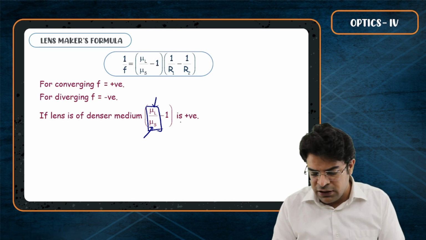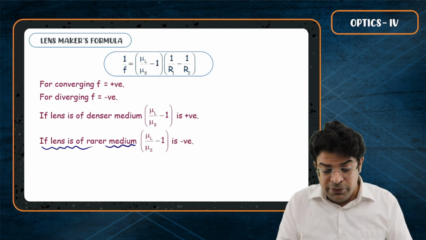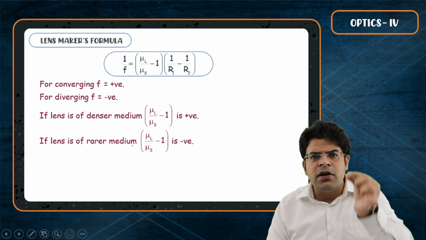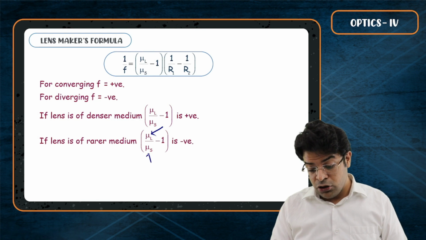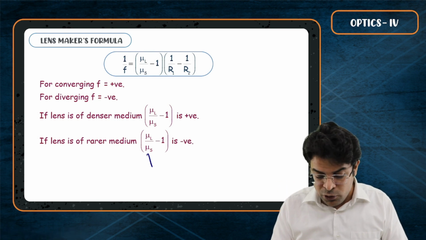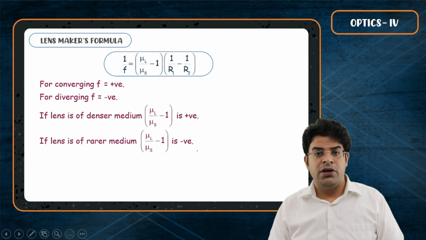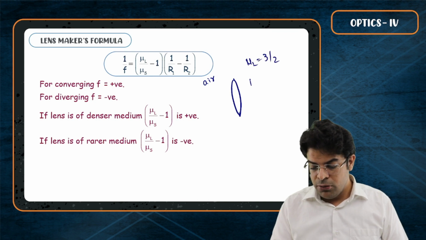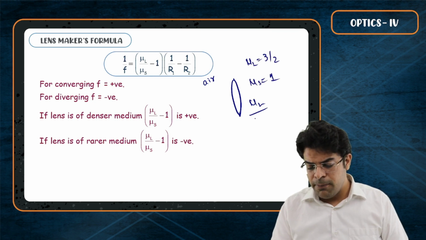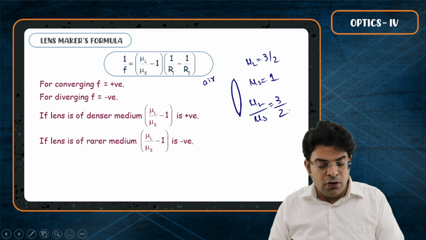Greater than 1 minus 1 will definitely give you a positive number. And the second case, if the lens is of rarer medium, if the lens material has got smaller refractive index than the surrounding, then lens has got lesser refractive index, surrounding has got more refractive index, then mu L by mu S will be less than 1. And a number less than 1 minus 1 will be negative. So if you have got a lens of glass placed in air, you will say that mu L is 3 by 2, mu surrounding is 1. So mu L by mu S will be 3 by 2, and 3 by 2 minus 1 is half, which is positive.